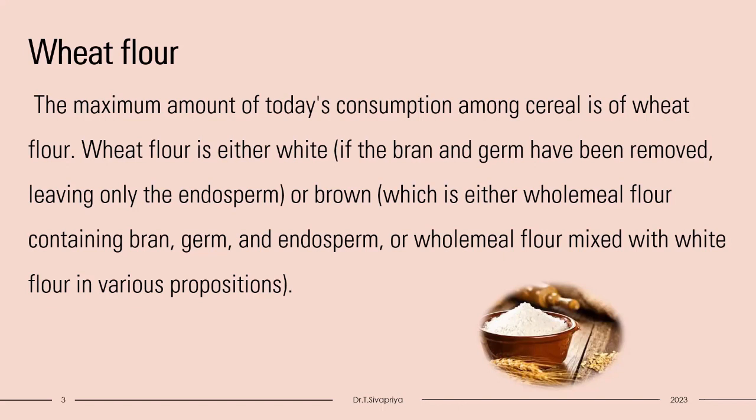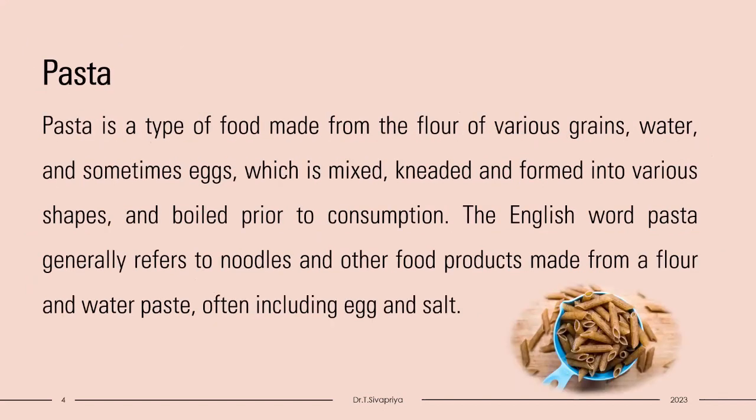So in wheat flour, we have different types depending upon the amount of gluten present, like strong flour, soft flour, and all-purpose flour. Coming to pasta, it is a type of food made from the flour of various grains, water, and sometimes egg, which is mixed, kneaded, and formed into various shapes and boiled prior to consumption.